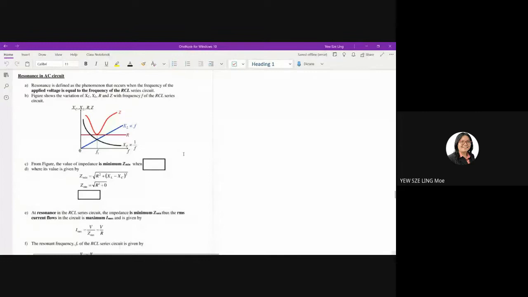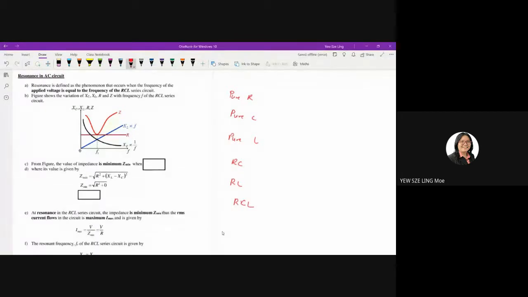So now let's look at resonance in AC circuits. In our class last week, we saw what a pure R is, and then a pure C, pure L, and then RC, RL, and RCL circuits. We have gone through all these six types of circuit last week, and then we learned how to sketch the phasor diagram.